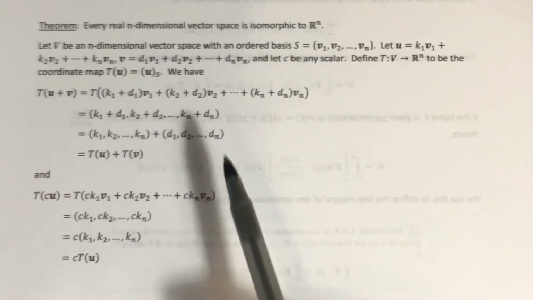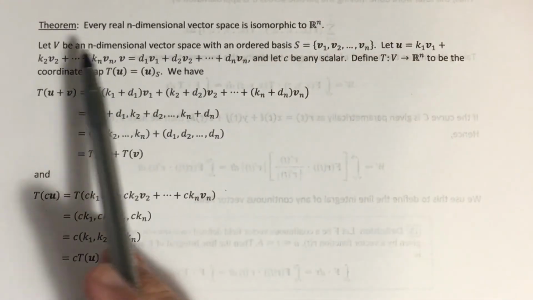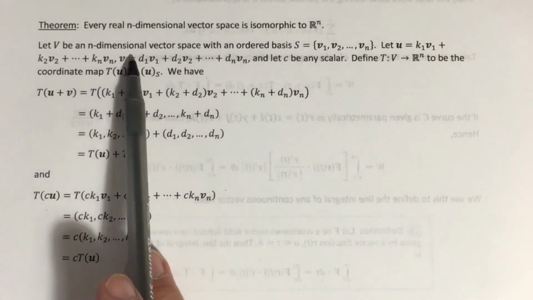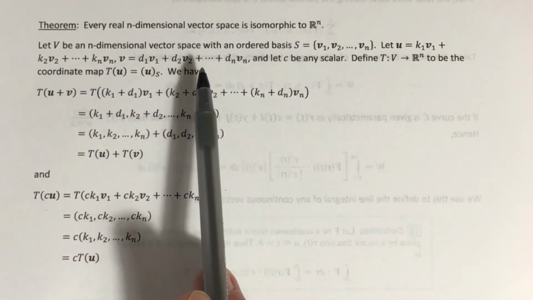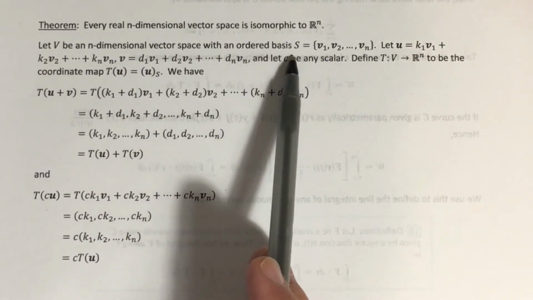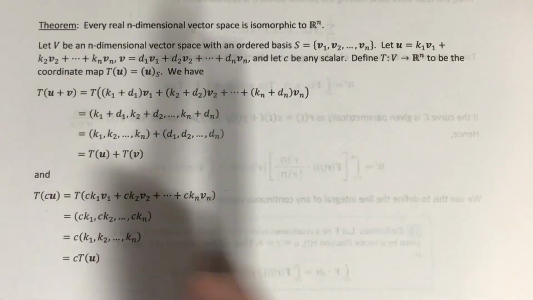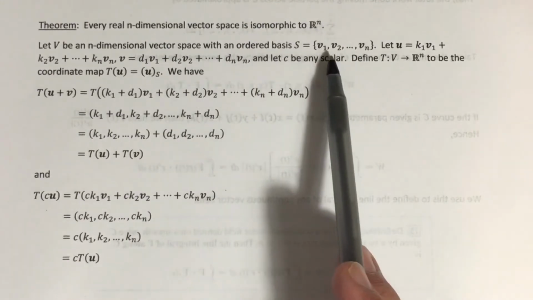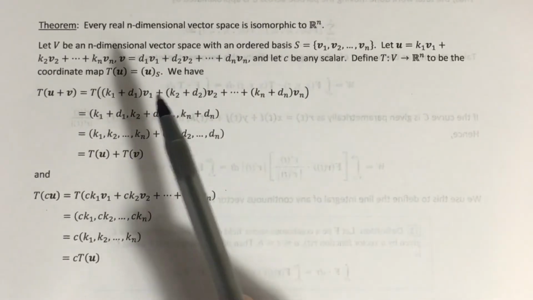So why is this? Let's go through this proof. Let's let V be any n-dimensional vector space. And what we're going to do is select an ordered basis for V, and I'm going to call it S. Because V is n-dimensional, there should be n vectors in here, V1 through Vn.